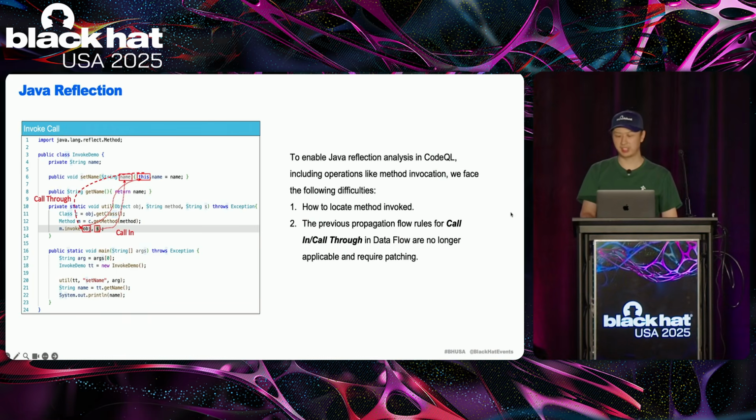Next, we'll introduce the second challenge, Java reflection, and take the invoke method in this code as an example, which is line 13. We are facing 2 difficulties here. First, how do we pinpoint the method that invoke actually corresponds to? Namely, what is the method at line 13? Second, how do we fix the propagation relationships for interprocedural calls, like call in and call through? From the red line, we can see that the parameter propagation logic is different from the normal call process.